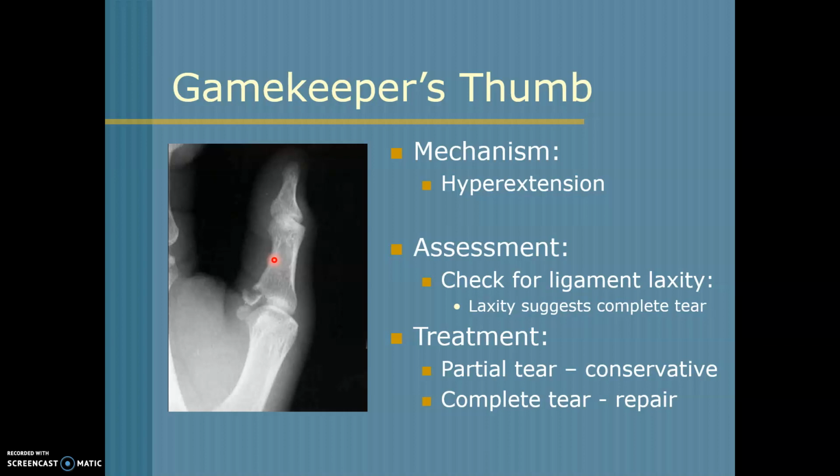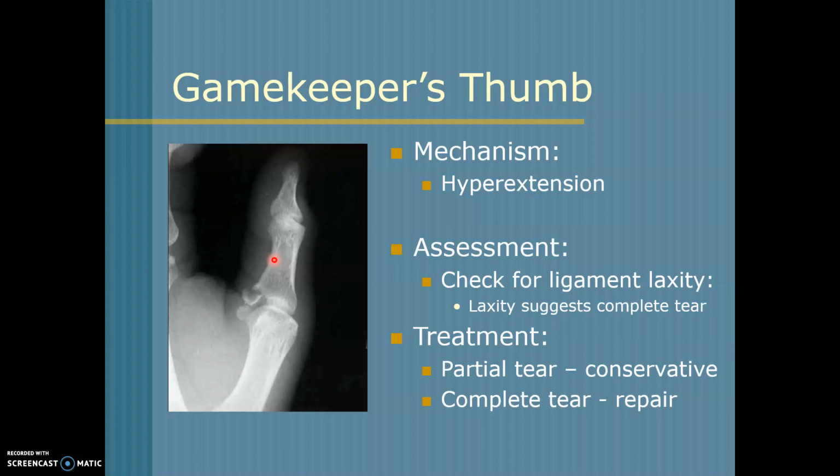The gamekeeper's thumb is caused by hyperextension or abduction of the thumb at the metacarpophalangeal joint, and is really due to either tearing of the collateral ligament at that point or avulsion of the ligament attachment at that point. A partial tear can be treated conservatively, but a complete tear needs repair.